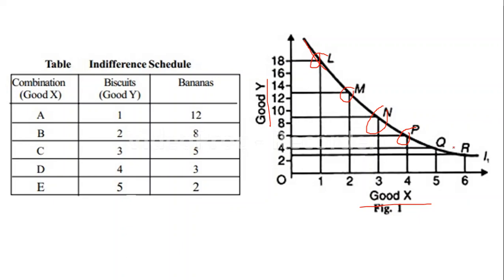If he buys any combination, the consumer will get the same level of satisfaction, because if he sacrifices some of good Y, he will get more of good X. Because of this, any combination lying on the indifference curve will give the same level of utility to the consumer. So this is known as the indifference curve analysis.